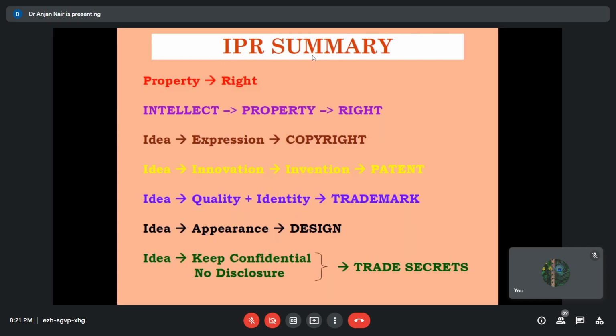Basically, anything that comes from your mind or intellect is considered property, and as per the laws, it is a right of the inventor. An idea that comes in the form of expression becomes a copyright. An idea in terms of innovation and invention becomes a patent. An idea that finally comes in the form of output with a quality and identity becomes a trademark. An idea in the form of an appearance comes as a design IP. An idea you don't want to disclose, that you keep confidential, becomes a trade secret. So this is the summary of the different IPs.